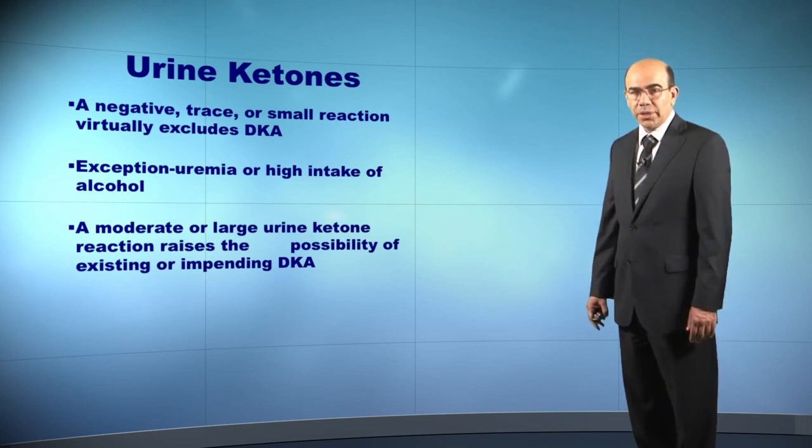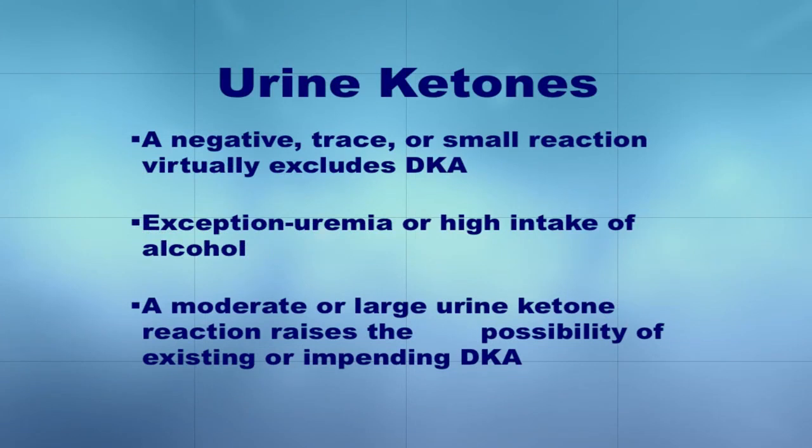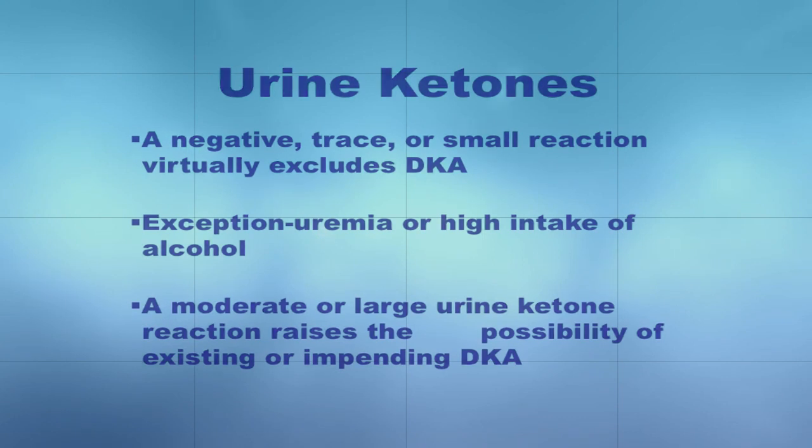There are a few points I'd like to mention about urinary ketones. A negative trace or small quantity of urinary ketones virtually excludes diabetic ketoacidosis. There is an exception, however: uremia or high intake of alcohol may actually give you a small ketone reaction in the urine. A moderate or large amount of ketone bodies raises the possibility of DKA but does not diagnose it.